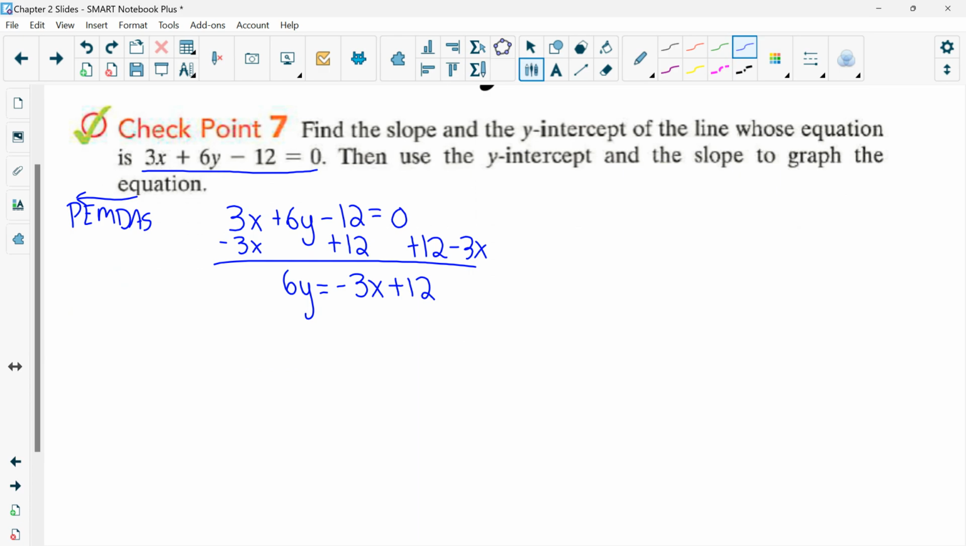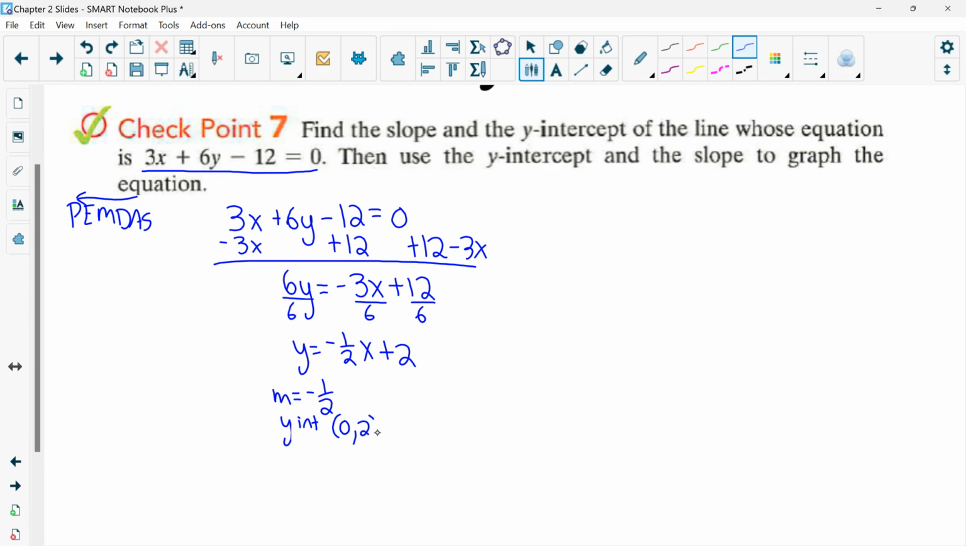And then to get the y totally by itself, to get in the slope-intercept form, we'll divide by 6. And so that gives us y equals negative 1/2, 3 over 6 reduces to negative 1/2, x plus 2. So again, the directions are saying what is your slope, what is your y-intercept. Our slope's negative 1/2 because that's the m, that's what's in front of the x. And then our y-intercept is the b, which is out at the end.